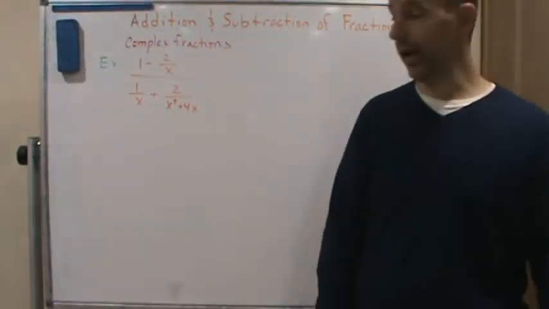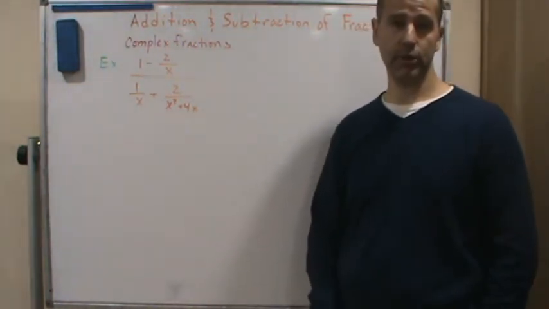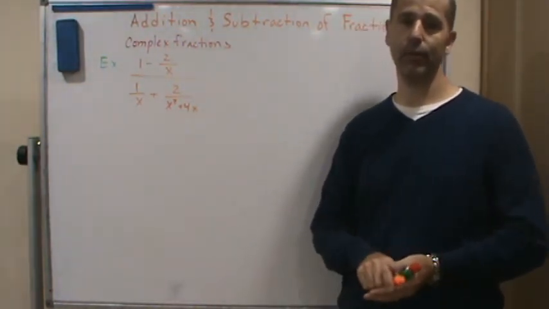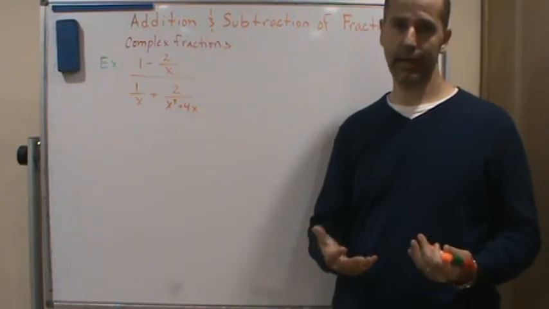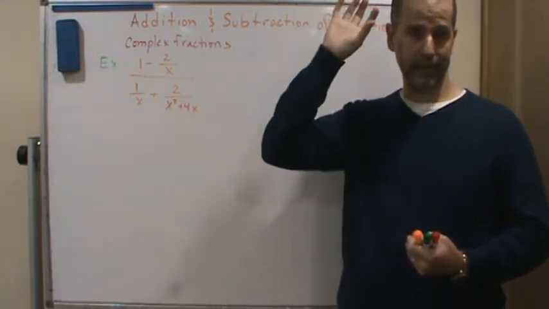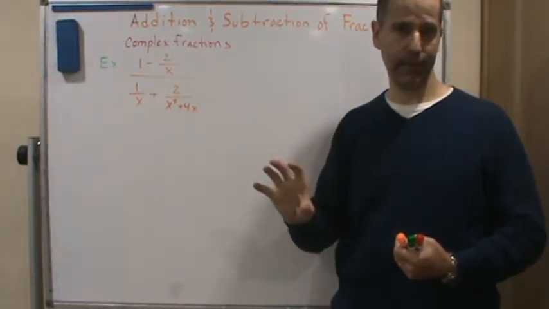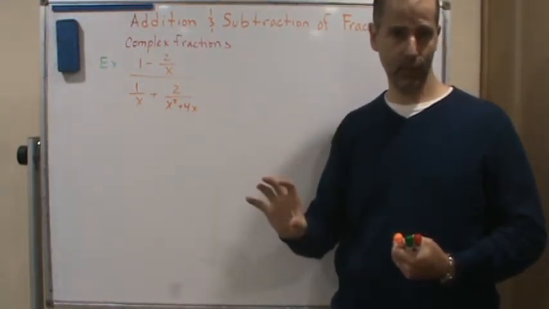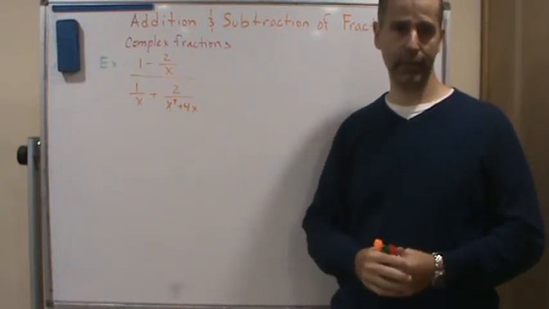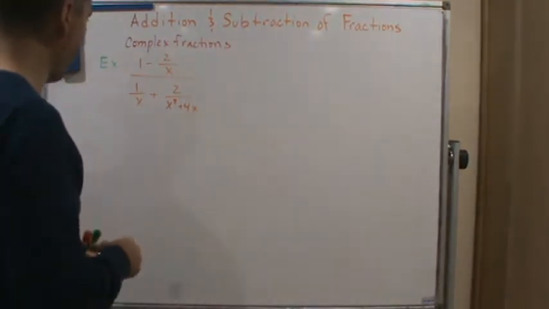Okay, so now, here's another example of a complex fraction. Again, we're going to handle it the same way that we handled the last one. So we're going to deal with the top and the bottom separately. We're going to get a common denominator and simplify the top, and then we're going to get a common denominator and simplify the bottom. And then we'll just change it to a multiplication problem. Okay, so let's do the top first.